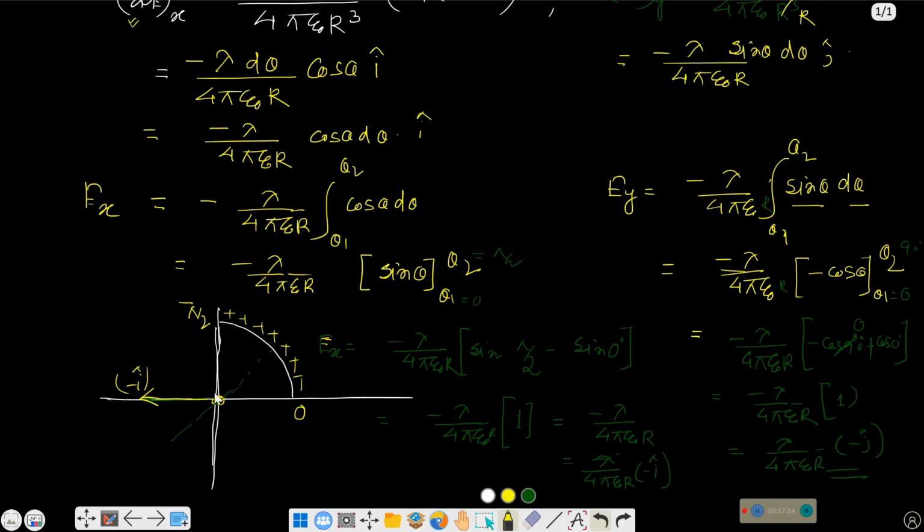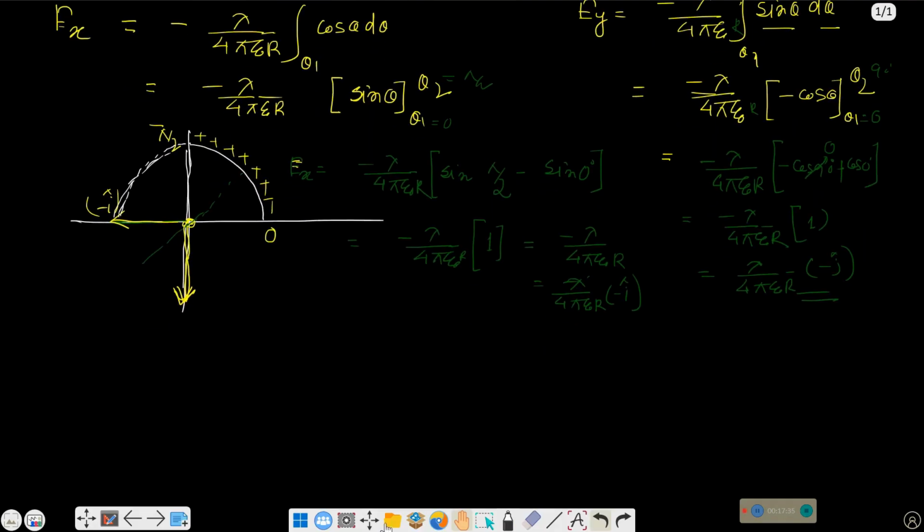So we are left with the x component along the negative x direction and the y component along the negative y direction. Now if we need to find the electric field due to the complete semicircle, then theta will vary from theta 1 equal to 0 degree, because we have measured theta from the positive direction of the x-axis, and theta 2 is 180 degree. We can say it is equal to pi, okay.